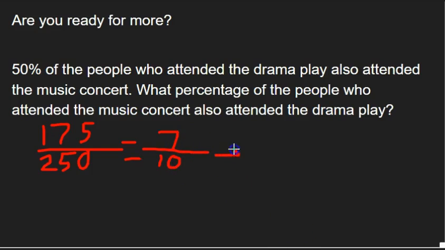So that's 7 out of 10. Well, I need to get to 100%. How do I go from 10 to 100? Yeah, multiply by 10. So 70% of the people that went to the music concert also attended the drama play, which makes sense. We're thinking about how many people more went to the drama than went to the concert, and that half of the people that went to the drama ended up going to the concert. So really, it's just thinking about those pieces of information in multiple ways.